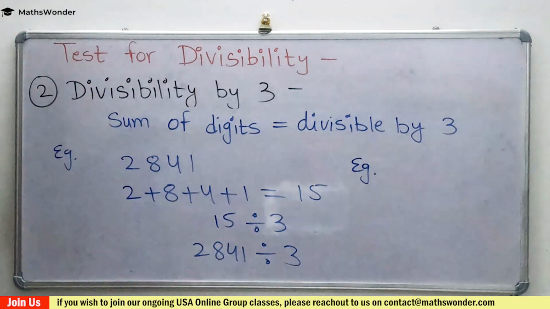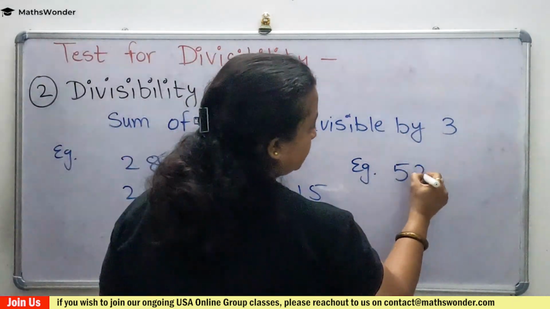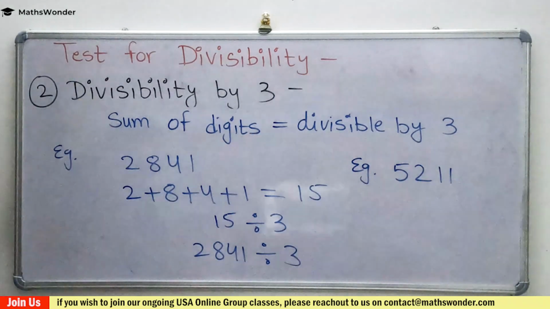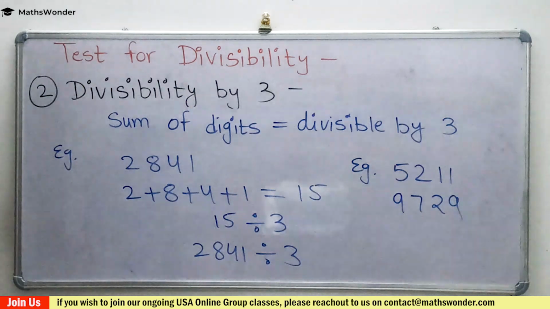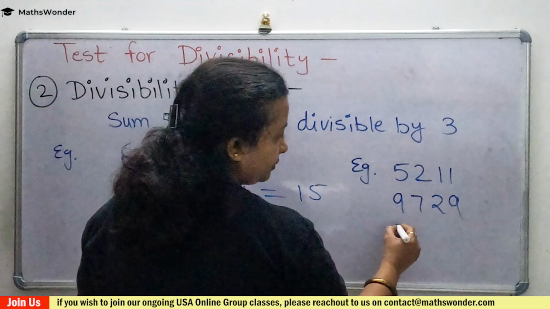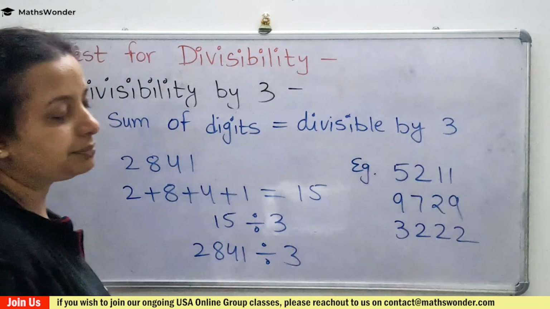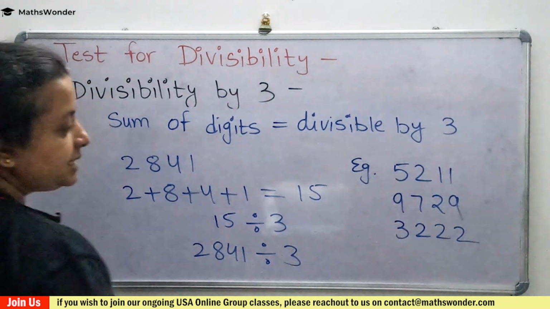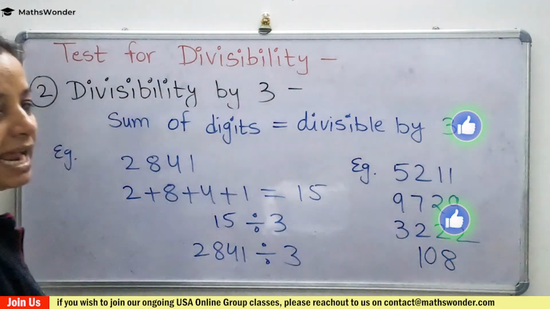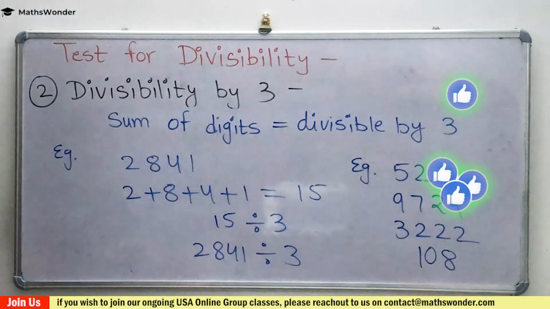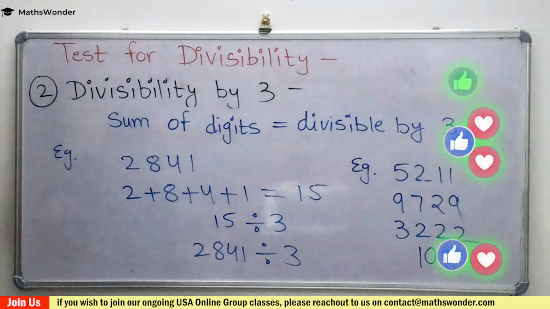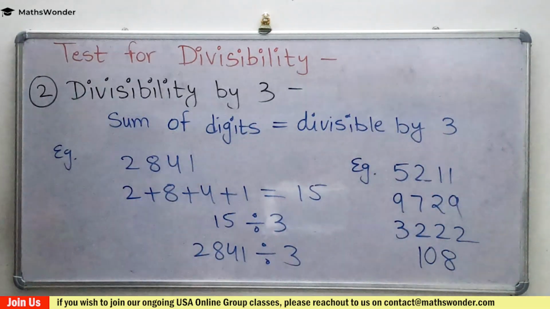Like other numbers, we can take 5211. Is it divisible by 3 or not? 9729. Check. Is this divisible by 3 or not? 3222. 108. Right? You can see that when you add the digits, 5 plus 2 is 7, 7 plus 2 is 9. Yes, it's divisible by 3, because the sum is divisible by 3, that means the whole number is divisible by 3. Right? Any confusion?